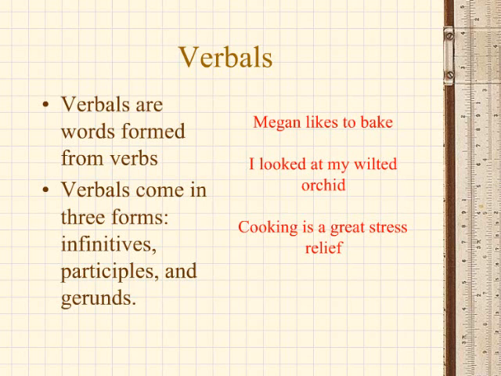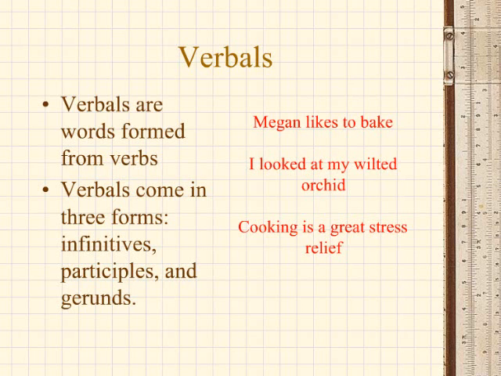An infinitive is to and the base form of a verb. Infinitives can serve as both subjects and objects of sentences. Consider the following examples, asking yourself whether the infinitive is the subject or the object of the sentence. I like to run. Megan likes to bake. Bridget asked Heather to borrow her book. To buy a house is my goal.